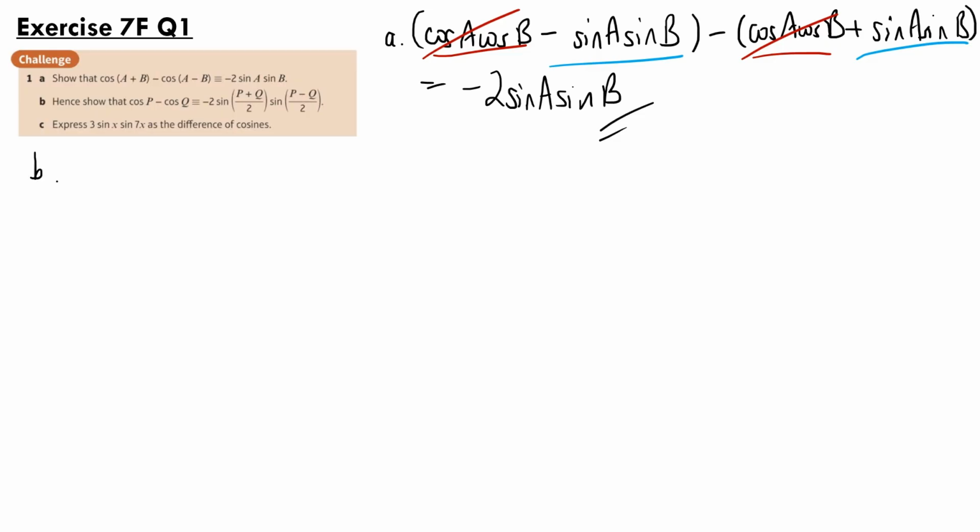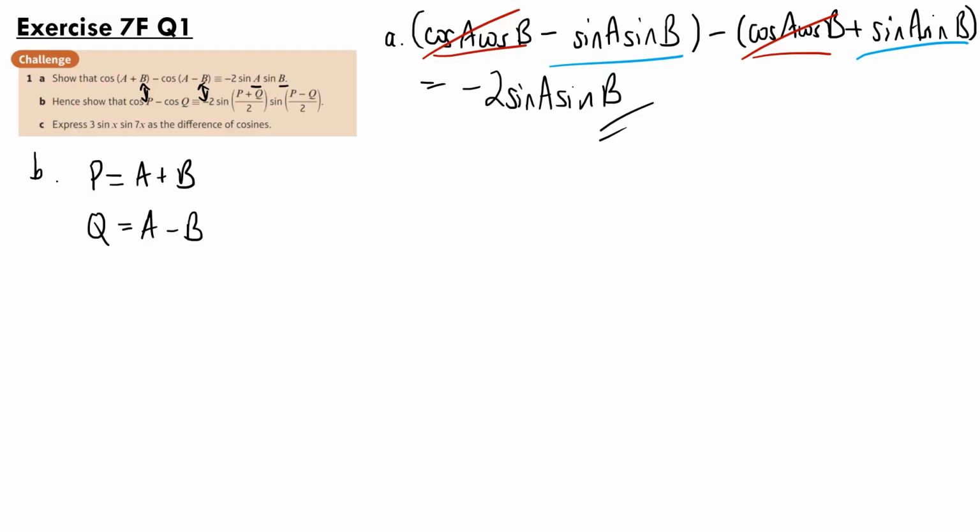For part B, we want to show that cos P take away cos Q is equivalent to minus 2 sine of P plus Q over 2, sine of P minus Q over 2. So again, we can notice the similarities between part A and part B, and it seems quite clear that we can get what we're looking for if we let P equal A plus B, and then Q as A minus B. So now we've defined what P and Q are here, we can work out what A and B are by solving these essentially simultaneous equations for A and B.